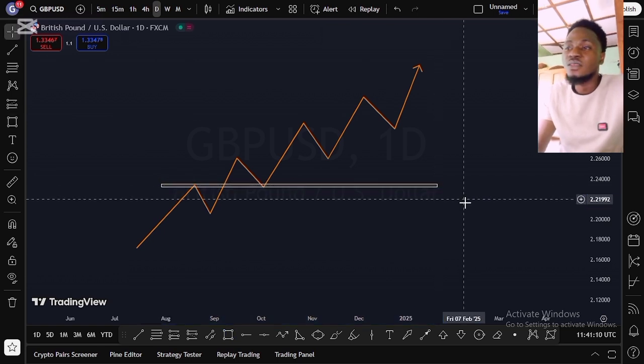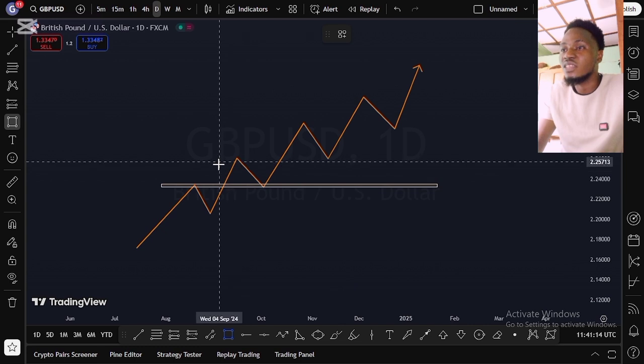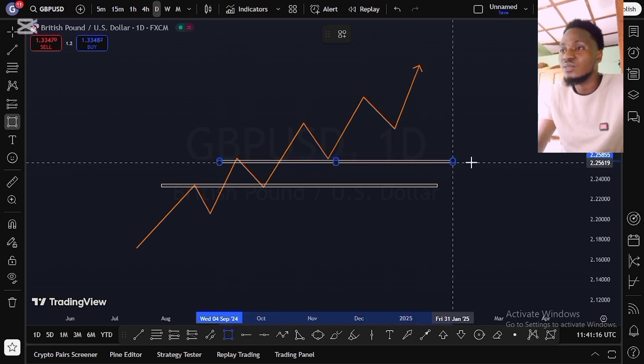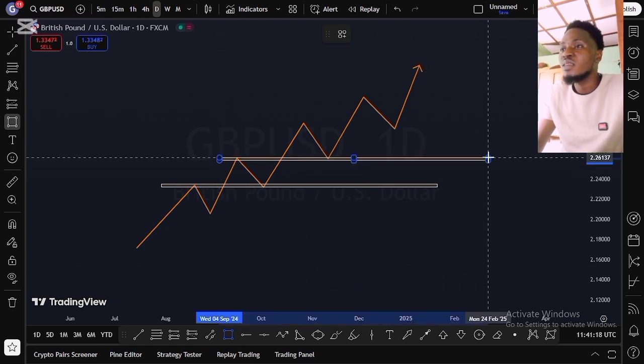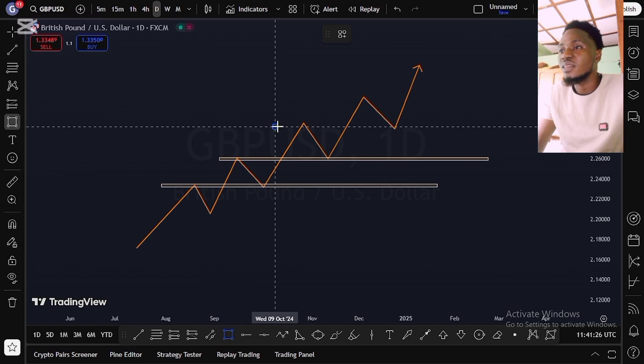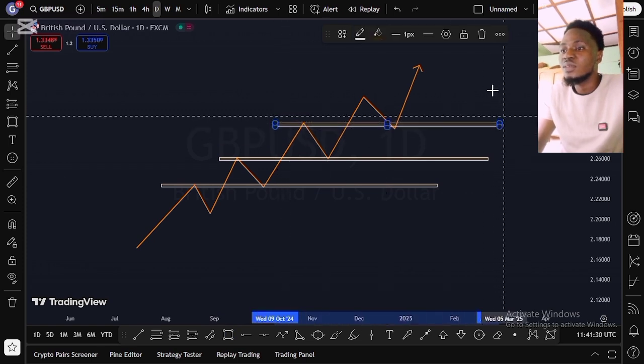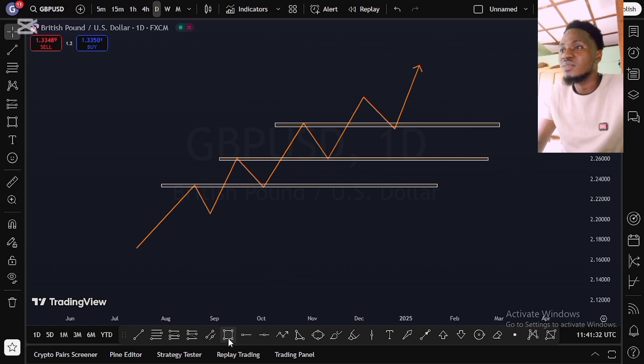All right, so we want to spot another level. Same thing happened here. We're interested, we want to mark that out also. Same thing happened here. Same thing happened here. We also want to mark that out, and same thing happened here. We also want to mark that out.